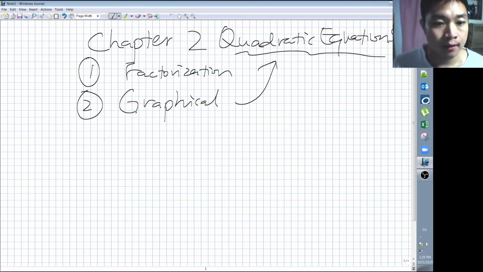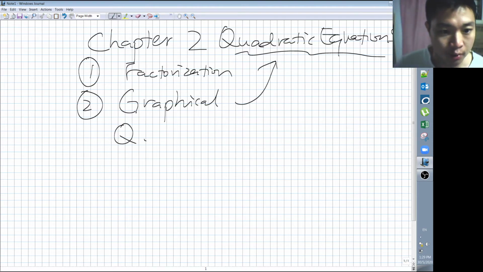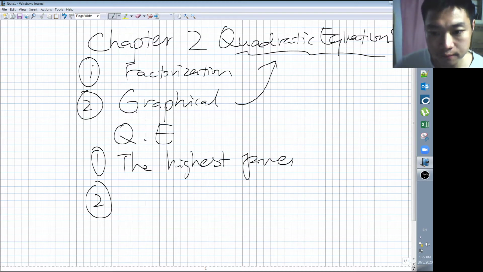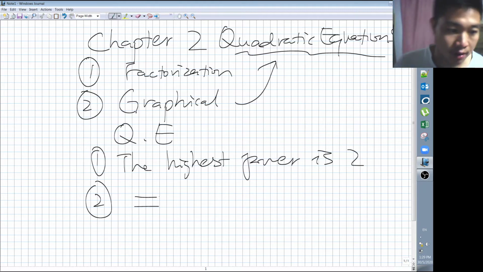So, okay, let's recap. What is a quadratic equation? A quadratic equation has these two features. Feature number one, the highest power of the equation is 2. Then of course you should see an equal sign. Therefore if it has these two features, then it is a quadratic equation.